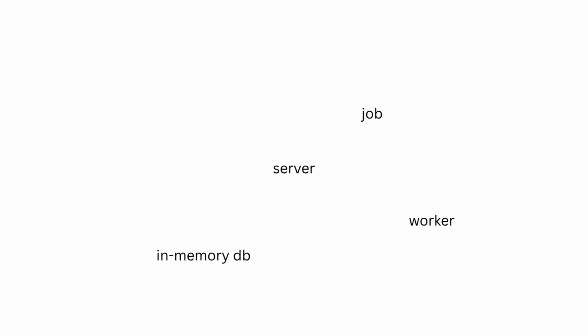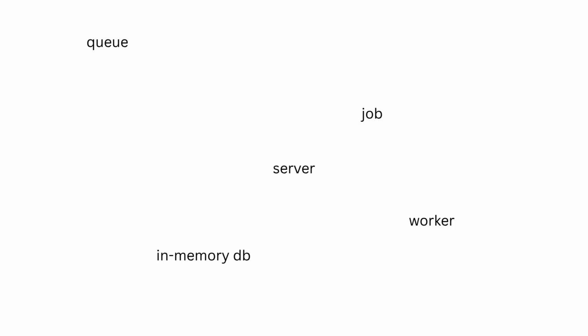Now, in order to have a common point of connection between our server and worker, there comes in our in-memory database. You can think of it as a real-life Redis. So let us talk about this in-memory database. This in-memory database works with the help of a queue.